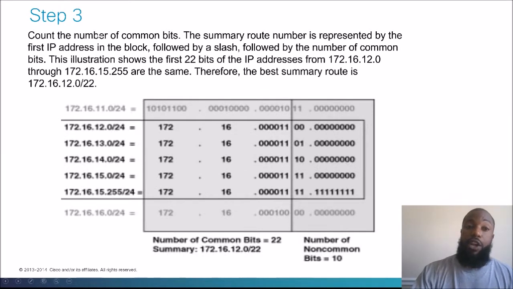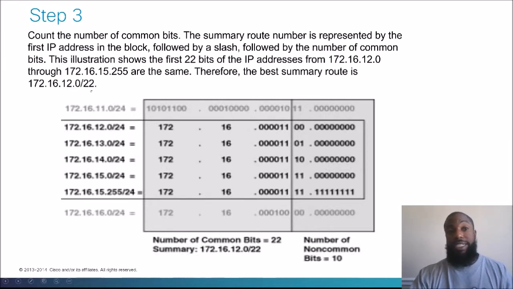Step 3, count the number of common bits, which we've done. The summary route number is represented by the first IP address in the block, followed by /, followed by the number of common bits. So the first IP address in the block is 172.16.12.0. So that's the first number in the block, right? And then we've already figured out what the number of common bits is. It's 22. So that's the network address. The summary address is going to be 172.16.12.0/22. That's the best summary route for this address.